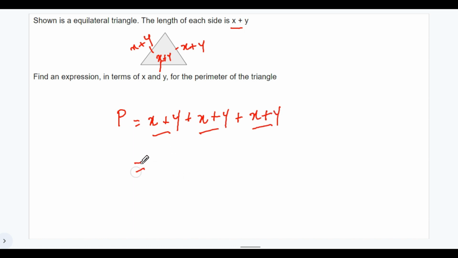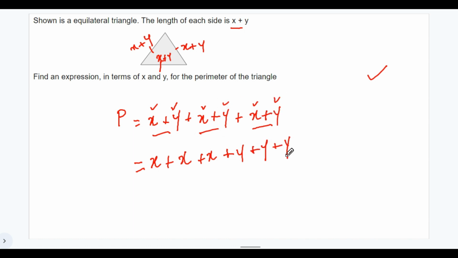Now you know what I need to do: I need to collect my x terms first. That is x, then the second x, remember plus x, and then the third one, plus x again. Now my x's are done. What I need to do is go to the second term, that is plus y. So now where is y? Here plus y, and here plus y.